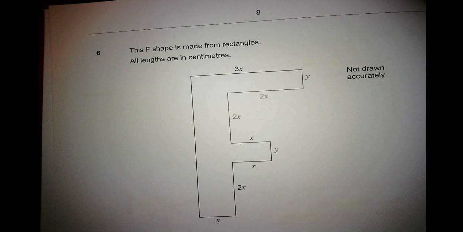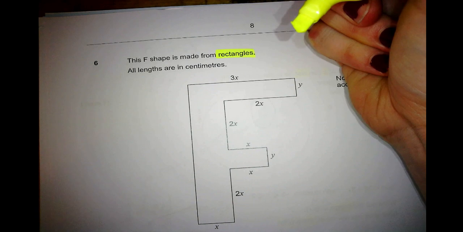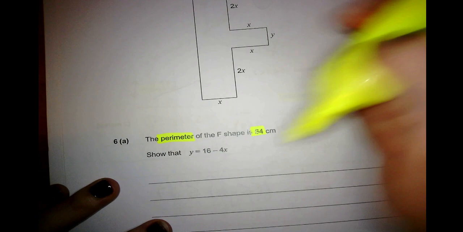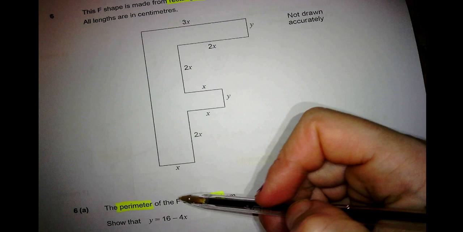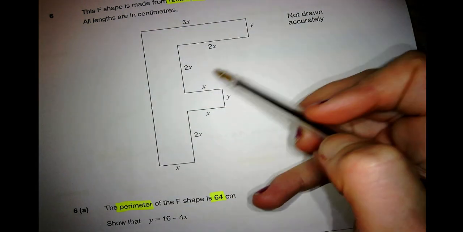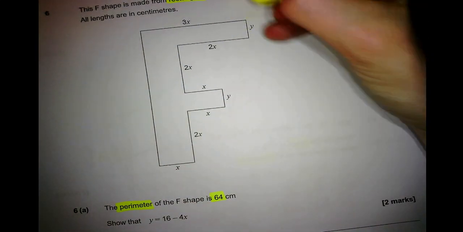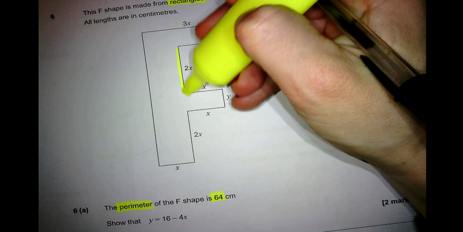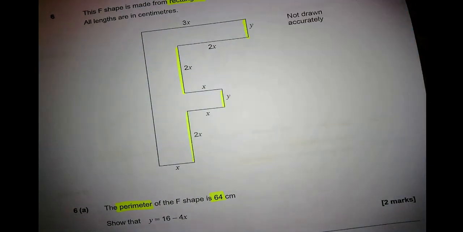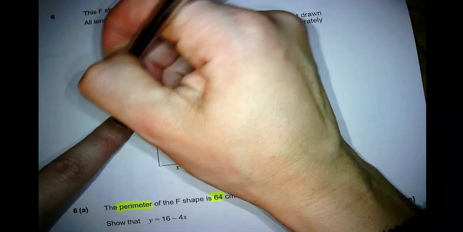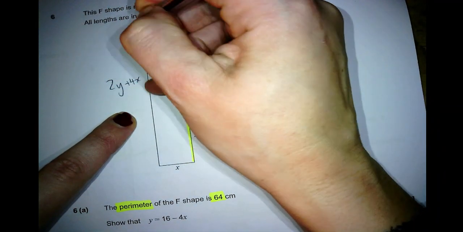Question 6. This F shape is made from rectangles. All lengths are in centimetres. The perimeter of the shape is 64. Show this. Perimeter, so that's the distance round the outside. So I'm going to add up all of my sides. This side I can see has not been labelled, but that's going to be all of my vertical sides added together. So this side is going to be y plus 2x plus y plus 2x. So this is going to be 2y plus 4x for this dimension.